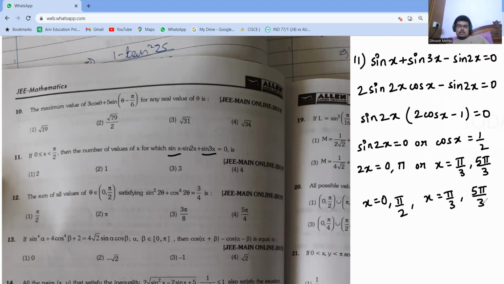So what is the correct answer? How many solutions? 3? Not 3. Arush, do you realize we will not consider pi by 2? It's not included, right? We will not consider 5 pi by 3 also. It's only the first quadrant, where pi by 2 is not included. So 0 and pi by 3, two solutions. What about Muskan and Trisha? You got this? Done. Next, the 12th one.